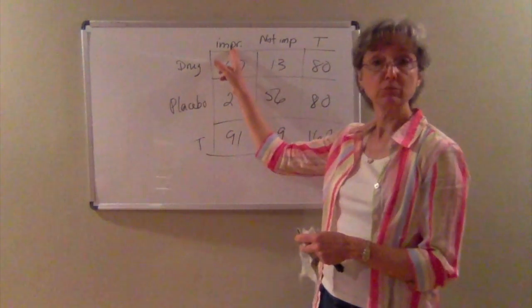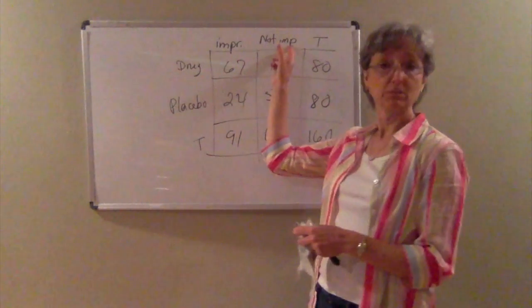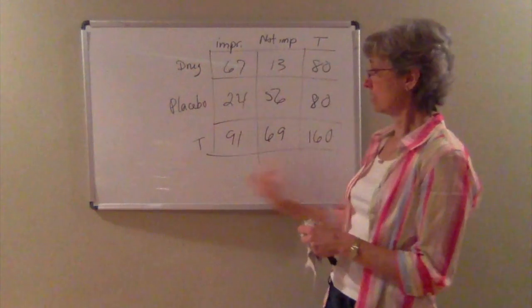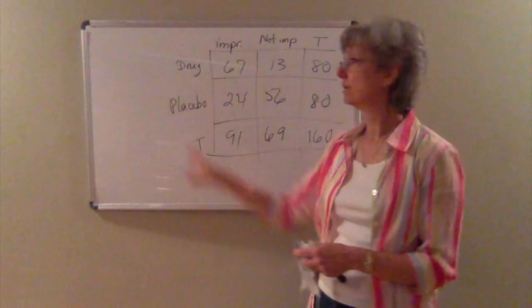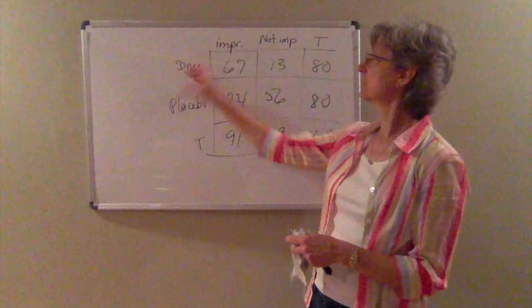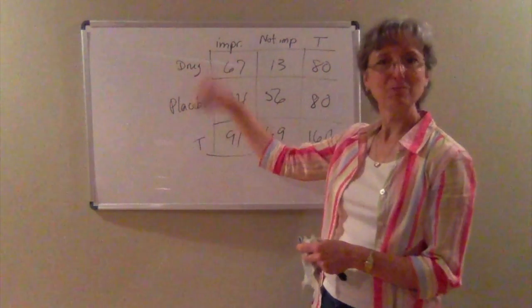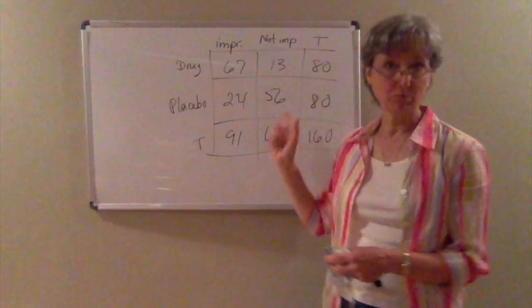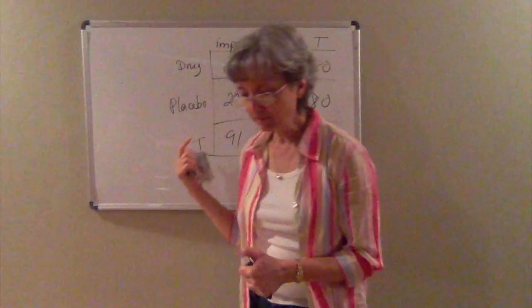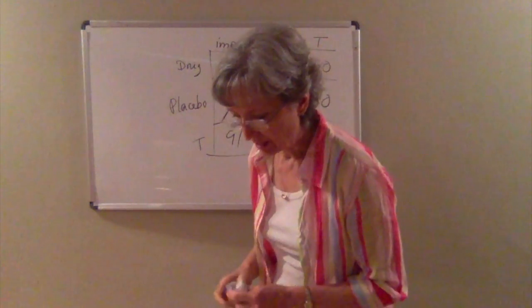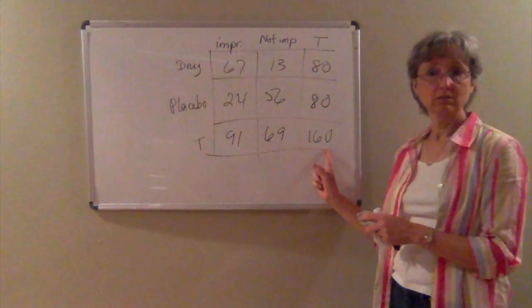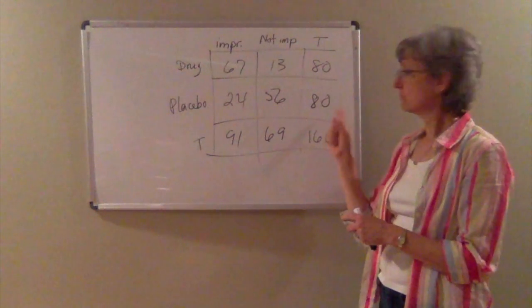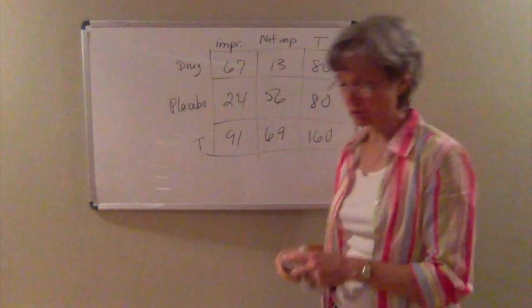But they do this, and here is what they found. This means their symptoms improved. Their symptoms did not improve. And then these are my totals. So this is a two-way table between the drug and the placebo, improved or not improved. And this is the information. And they had 160. 80 of them took the drug, 80 of them didn't, and these are the results that they recorded.